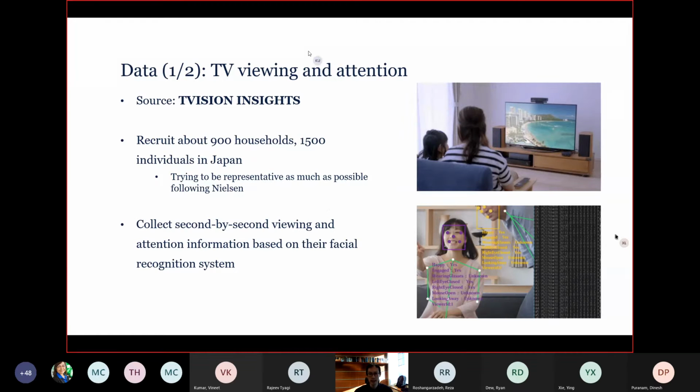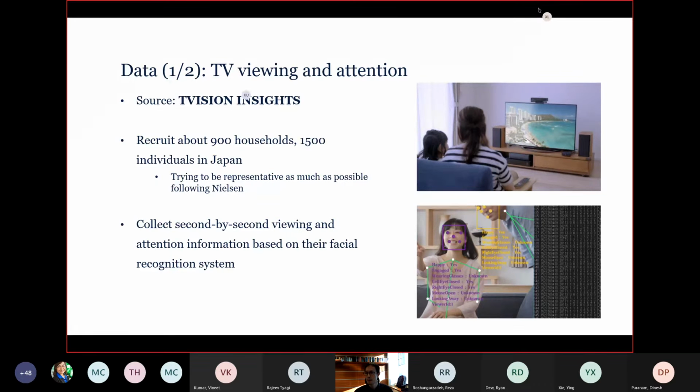Okay, so let me talk about the data. We combine two different data sets for this analysis. The first data set is coming from Television Insights. They have offices in Boston and in Tokyo. And in this paper, we're going to look at the data from Tokyo. But actually, we are working on another project looking at the presidential debates, and for that project we are going to use the data from the Boston office. But for this analysis, we're going to focus on the Japanese data.